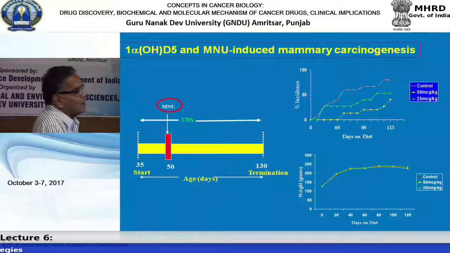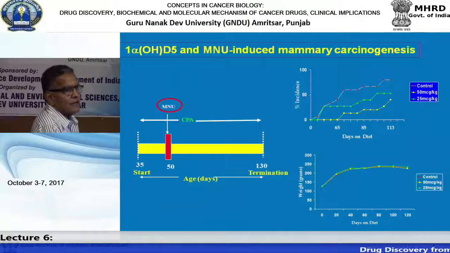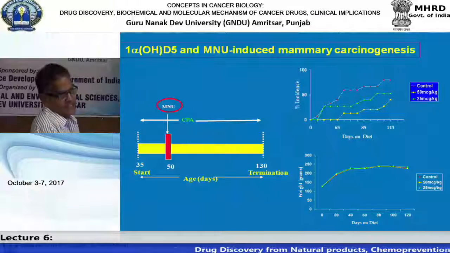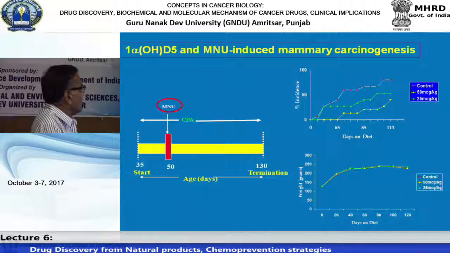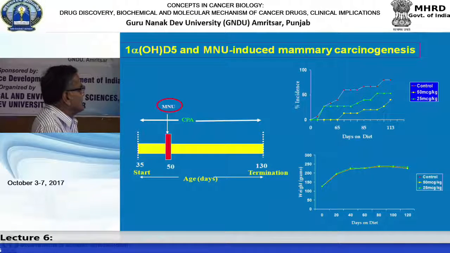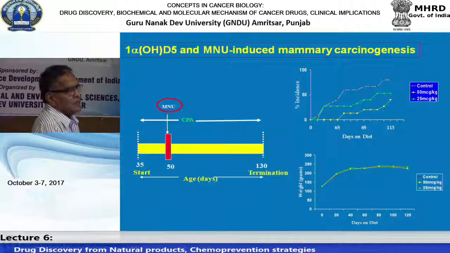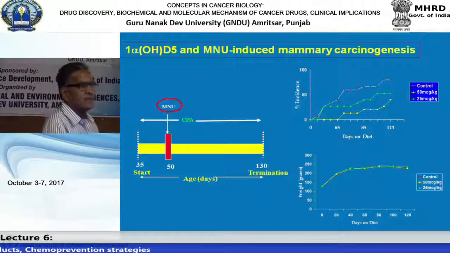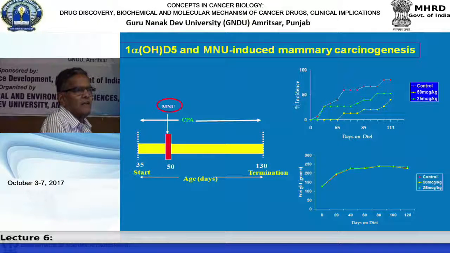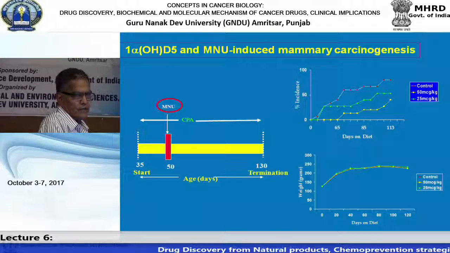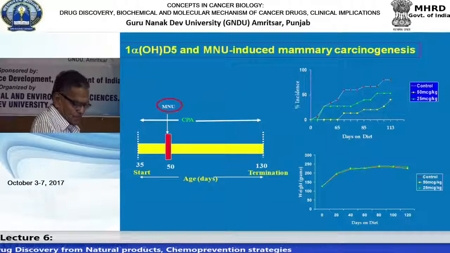The way you measure whether there was toxicity or not is by measuring body weights. You weigh the animals, and you always give a picture of body weights when you give your picture of incidence, because if there was a decrease in body weight like this, then these results don't mean anything. It means that because of the loss of body weight, the tumors were starving, and you got the positive effect.